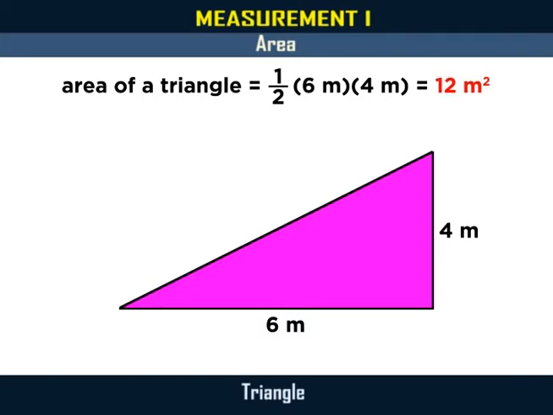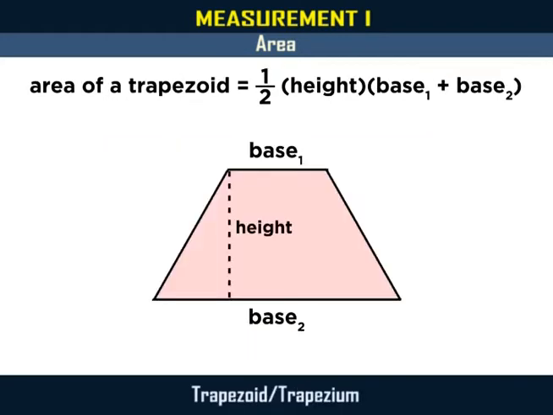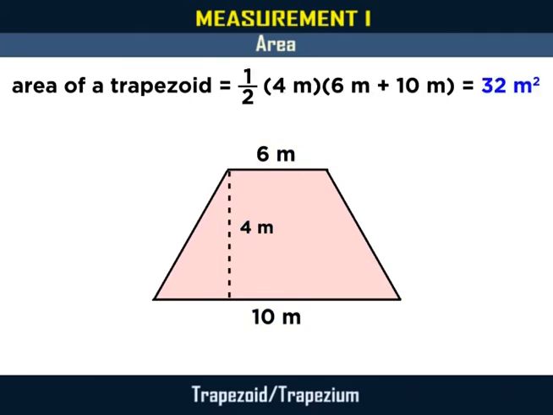This works even if the triangles are not right angled. Even though it's hard to see how this triangle is half the size of the rectangle, we can still use a half times base times height. Trapezoids are a little different. For this, we do a half times height times the sum of the 2 bases. So for this trapezoid, we shall have a half times 4 times 6 plus 10, giving us 32 square meters.